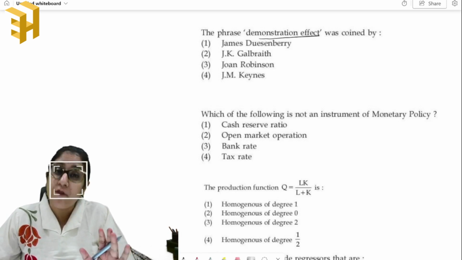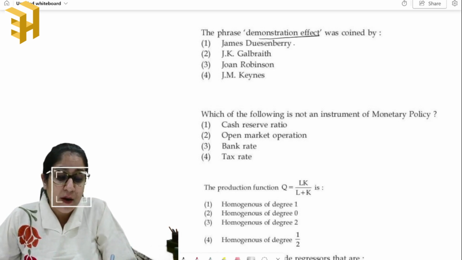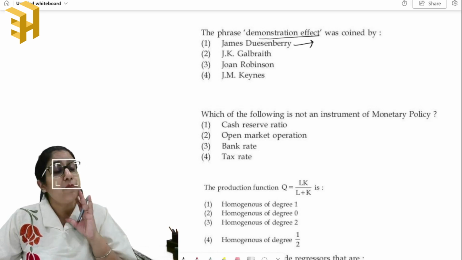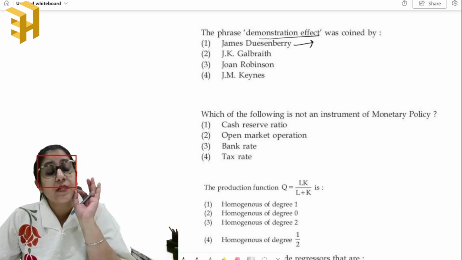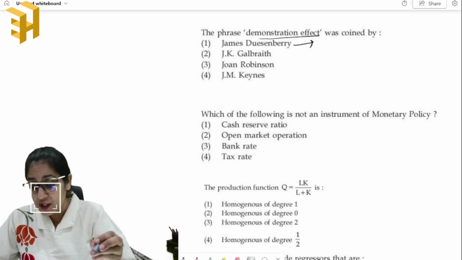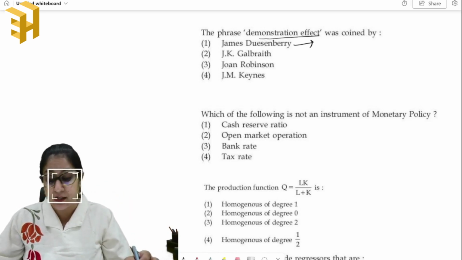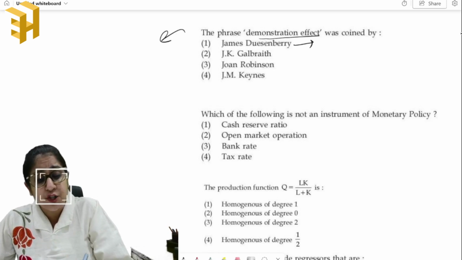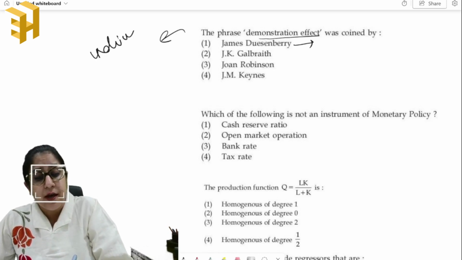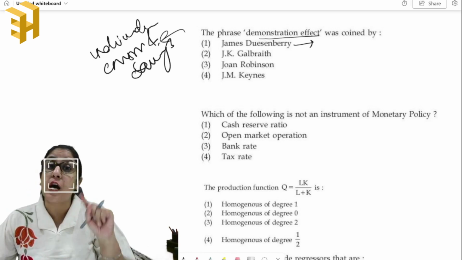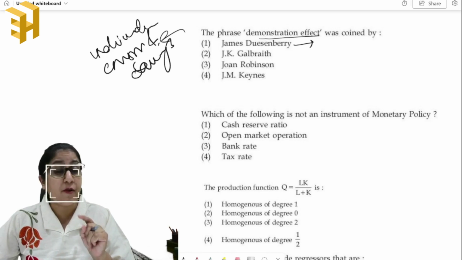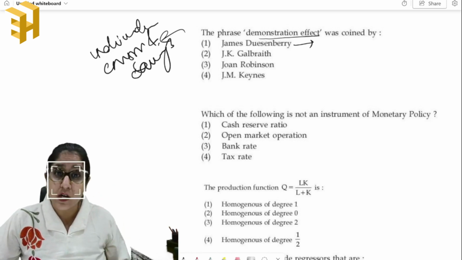Now, in the first question, it says that the phrase demonstration effect was coined by, now this is very much easy, it was coined by Duesenberry. But the most important thing is that we should know what is demonstration effect. Demonstration effect mainly means that an individual's consumption and savings habits are determined by those around him, for example, from his or her social circle.